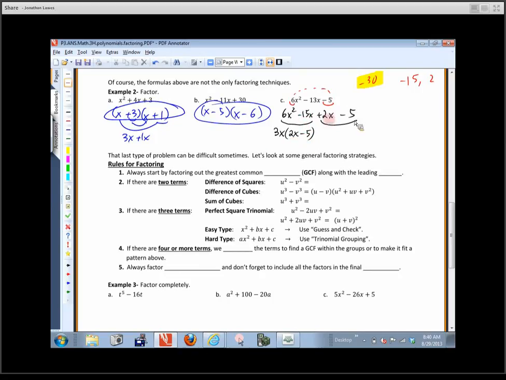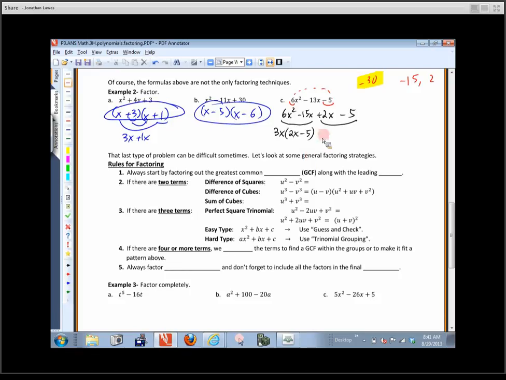Now take a good look at this second group right here. I have to take something out. I have to factor something out. I have to divide out a number and or a variable. Hop, what can I always take out? I can always take out a 1.